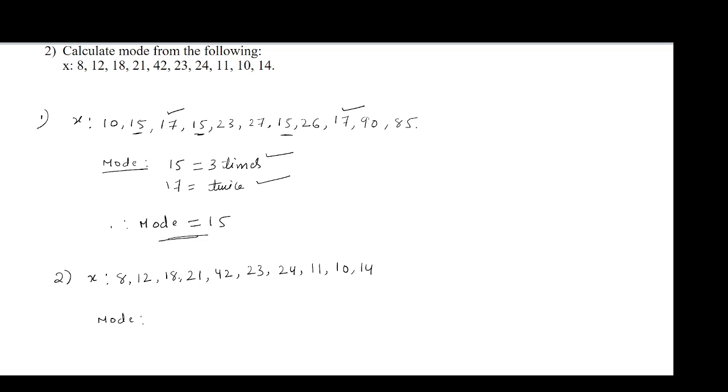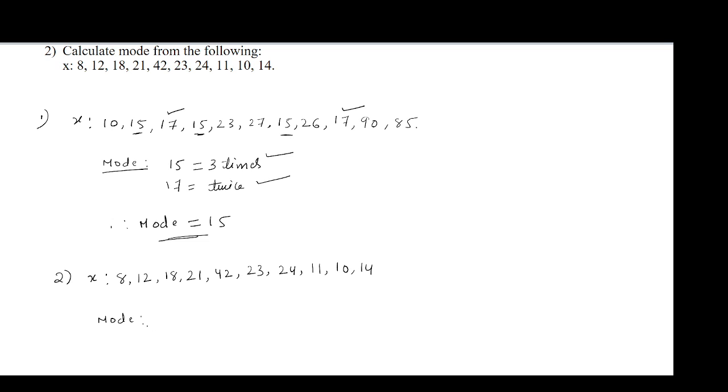In my previous example, I told that the number which is repeated maximum number of times gives the value of mode. Now you can observe in this question. Let me check first which number is repeated. First check the number 8. 8 is not repeated, it is only once. 12 is also not repeated. 18 is also not repeated. 21 is also not repeated. 42 is also not repeated. 23 is also not repeated. 24 is also not repeated. 11, 10, 14. So not even a single number is repeated.